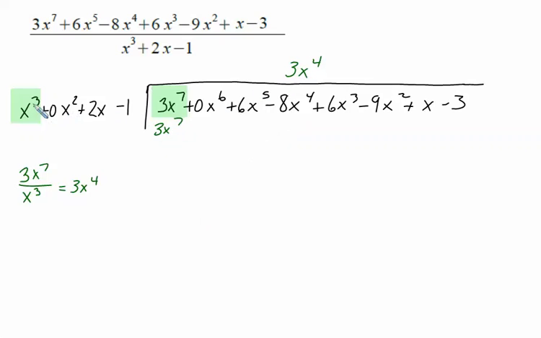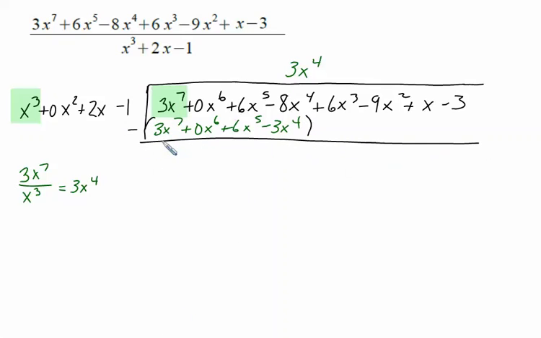So we're taking 3x to the 4th times everything in our divisor. We'll have 0x to the 6th plus 6x to the 5th minus 3x to the 4th. And at that stage what we do is we subtract. Now be careful. So you're subtracting. 3x to the 7th minus 3x to the 7th disappears. It's gone. It should always cancel. 0 minus 0 cancels. 6 minus 6 cancels. Make sure we distribute that negative. And a negative 8 plus 3 becomes a negative 5x to the 4th. And then we carry the other terms down, just as we would have done with long division numerically.